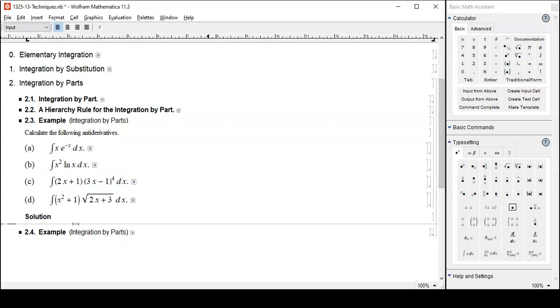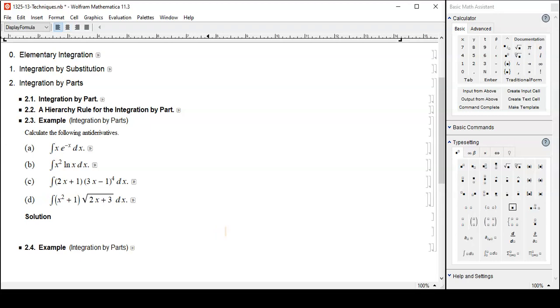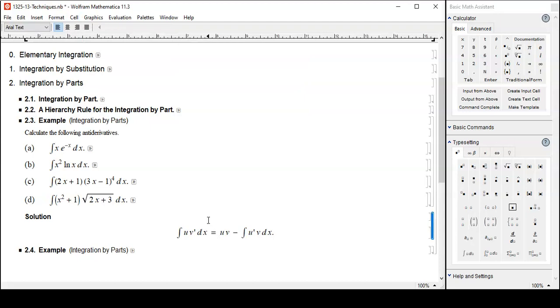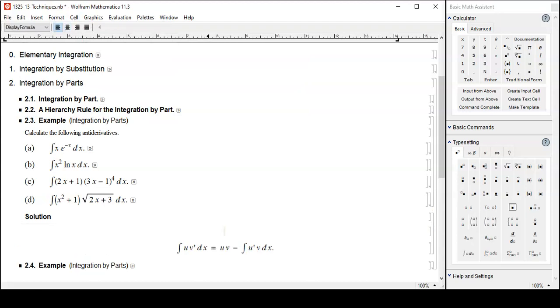Good question. We have the integration by parts formula here, u prime v. But then again, what is u and what is v in this case? To make a long story short, u is x squared plus 1, and v prime is the square root.